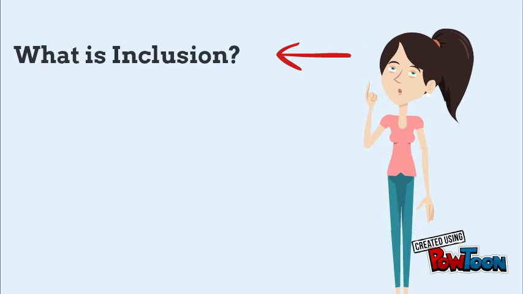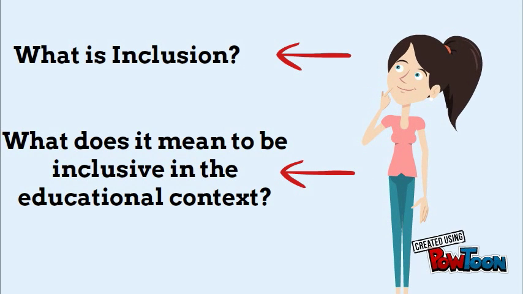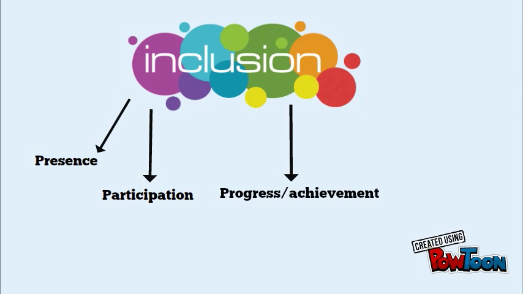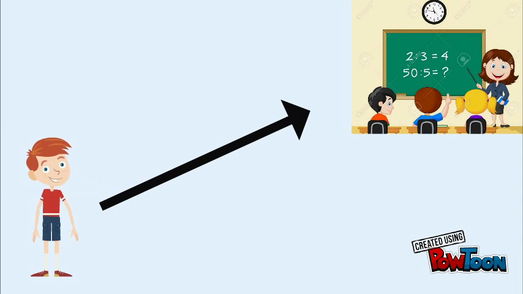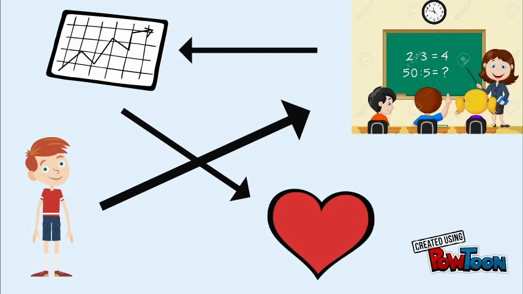This concept draws on the questions: what is inclusion? And what does it mean to be inclusive in the educational context? Ainscough and Miles suggest that there are four central components that comprise the definition of inclusion: presence, participation, progress or achievement, and sense of belonging. In other words, there's a link between a student's presence in the classroom, the access to participation in tasks and experiences, their ability to progress and achieve educational outcomes, and a student's overall sense of belonging within the classroom.